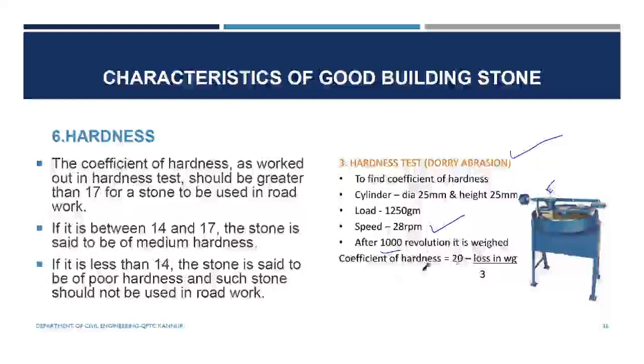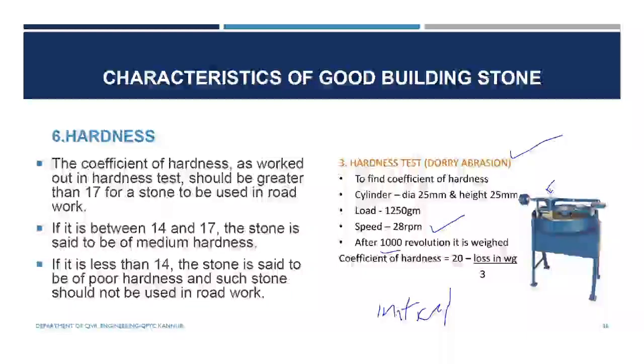So what you have to observe is the initial weight. Initially you would have taken some weight, so the initial weight will be there. Then take the final weight after you put the materials above this rotating cylinder. Some of the material may be worn off, or some may be converted into dust.